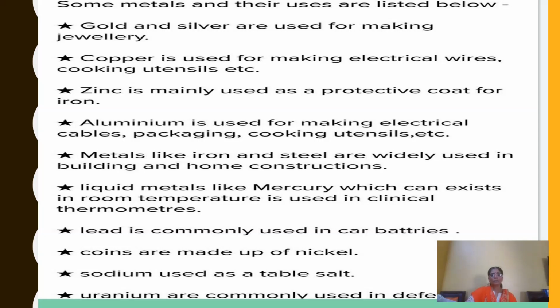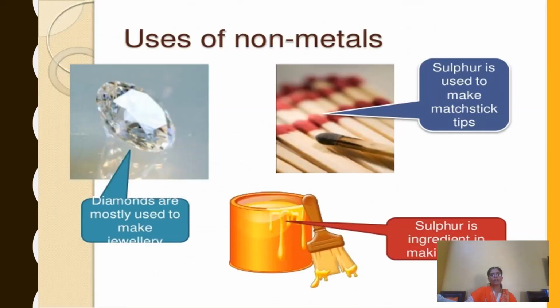Now let us move to uses of non-metals. Here what we see is diamond. First, the non-metal diamond. Diamond is a form of carbon. It is mainly used to make jewelry. Diamond is used to make jewelry.